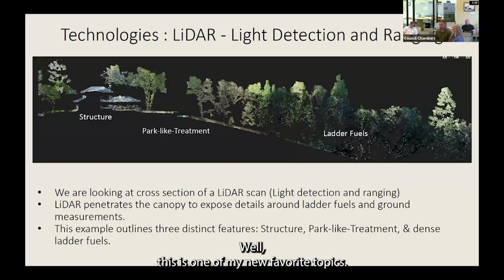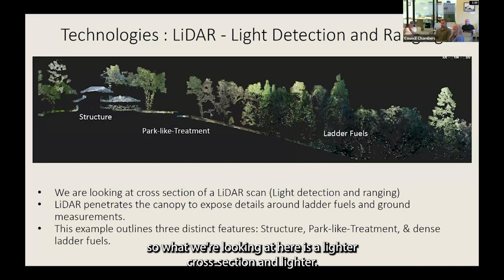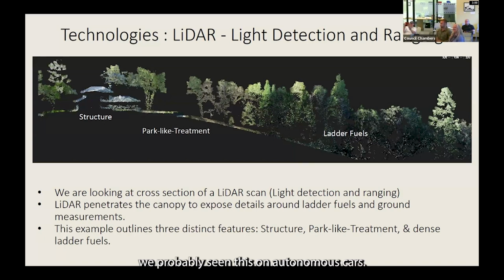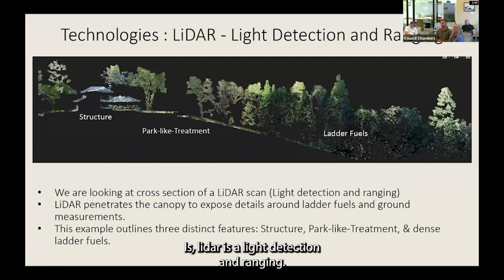Ooh, this is one of my new favorite topics. So what we're looking at here is a LiDAR cross-section. And LiDAR, we've probably seen this on autonomous cars. They're also on unmanned aerial systems. LiDAR is light detection and ranging, so a very accurate laser scanner. And one of the benefits of using LiDAR is being able to penetrate the tree canopy, unlike what we do with photogrammetry, and be able to see the ladder fuels or the ground.